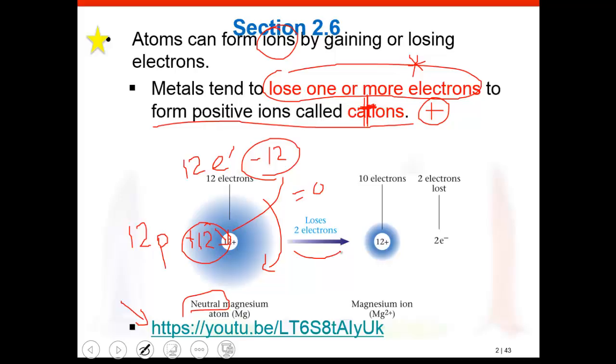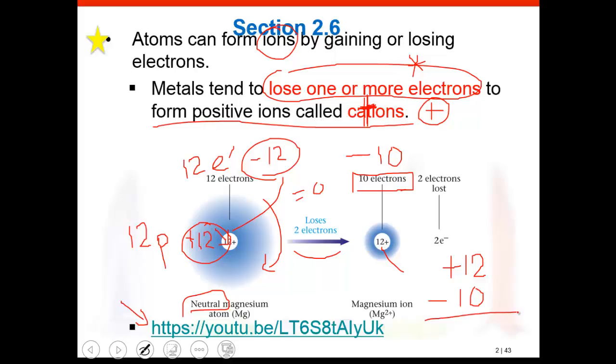Now, if it does that, it now has not 12 electrons, but it now has 10. So it has -10 charge orbiting around the nucleus, because each electron has a -1 charge, and there are 10 electrons. So -1, -1, -1, up to the -10. The number of protons, though, stays the same. So we have a plus 12 charge inside the nucleus, but only a -10 charge orbiting around it.